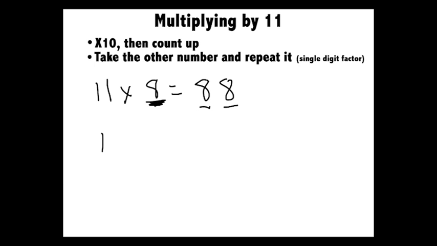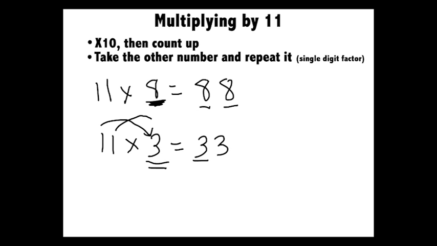Let's do another example. 11 times 3. I look at my other factor, which is a 3. That's what I'm multiplying by. And I just write it down 2 times. I'm repeating it. That works because 1 times 3 is 3, and this one times 3 equals 3. That's why I just need to repeat the digit.